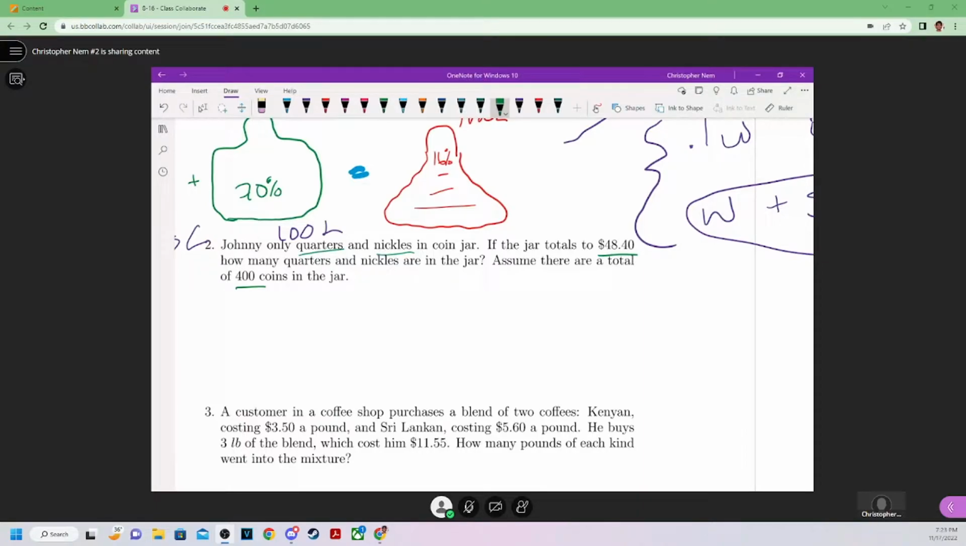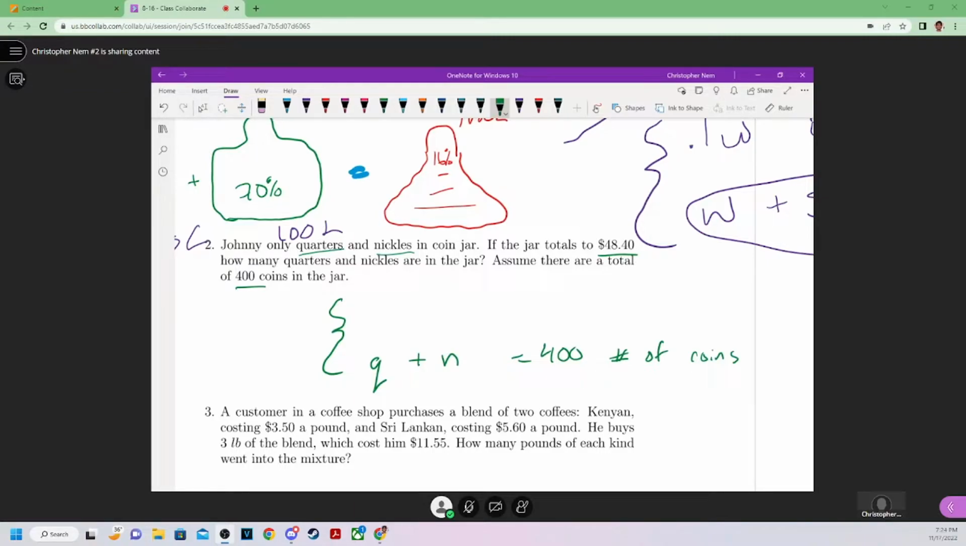All right, if you have written it down, the first equation you should have written down is the number of coins. That's what your first equation is going to be relating to. So the number of coins we have in total is 400. How many quarters do I have? I do not know. How many nickels do I have? I do not know. So leave them as two unknowns.